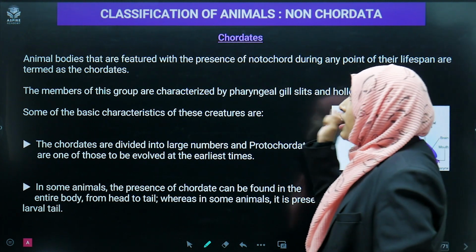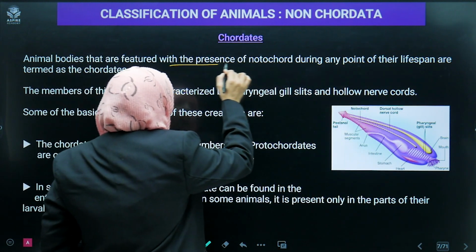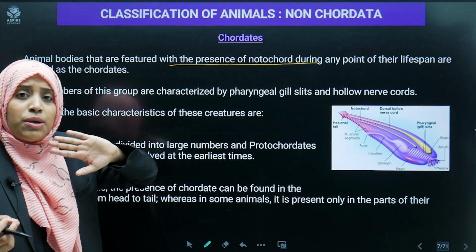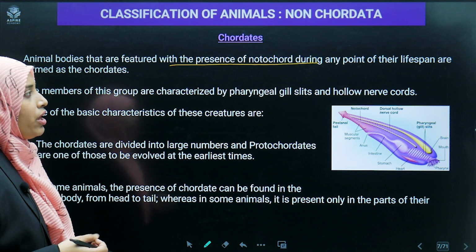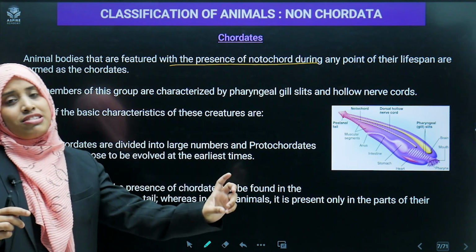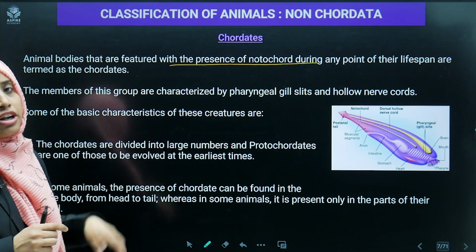So, animals whose body is featured with the presence of the rod-like structure, the notochord, at any point of their life stage. Lifespan में, during their whole lifespan, if in any of the stages they have this notochord, then they will be called chordates.